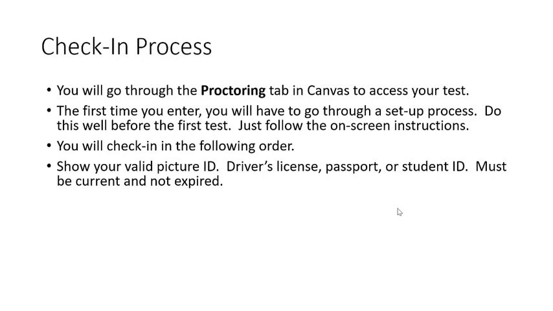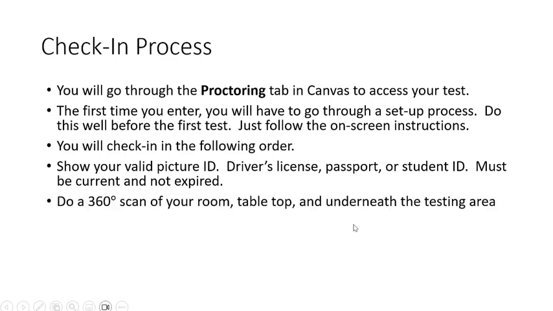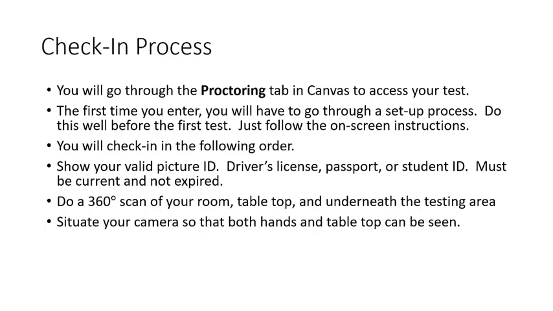First, show your valid picture ID. This can be a driver's license, passport, or student ID. It must be current and not expired. Do a 360-degree scan of your room, tabletop, and underneath your testing area. Situate your camera so that both hands and the tabletop can be seen.